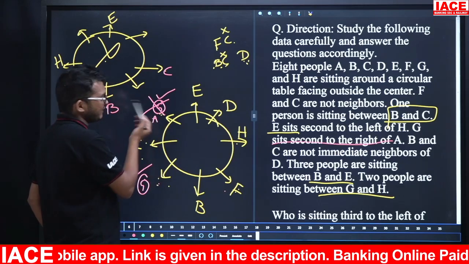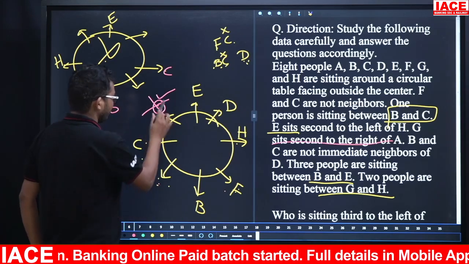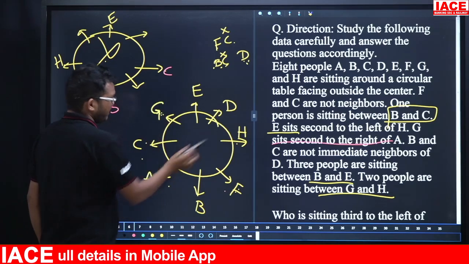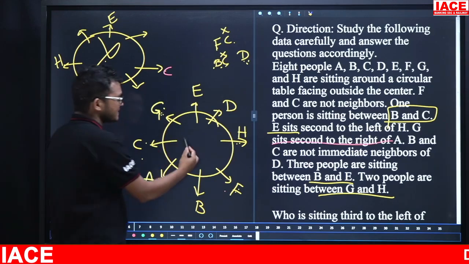Now, G is second left of A. Our requirement is what? Second right. That means for this possibility, no chance to take. Then I will take this one, here G. Now, this one is what? A. Between G and H, here we are having two members. Now, G is second right of A. This is the given arrangement.